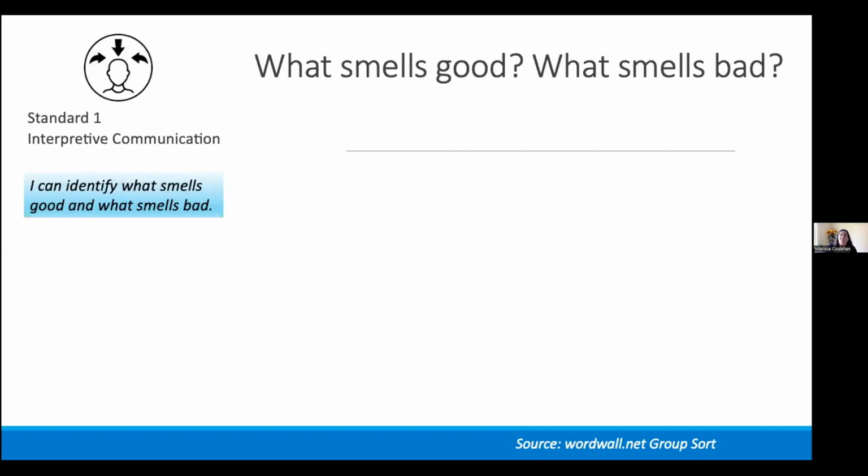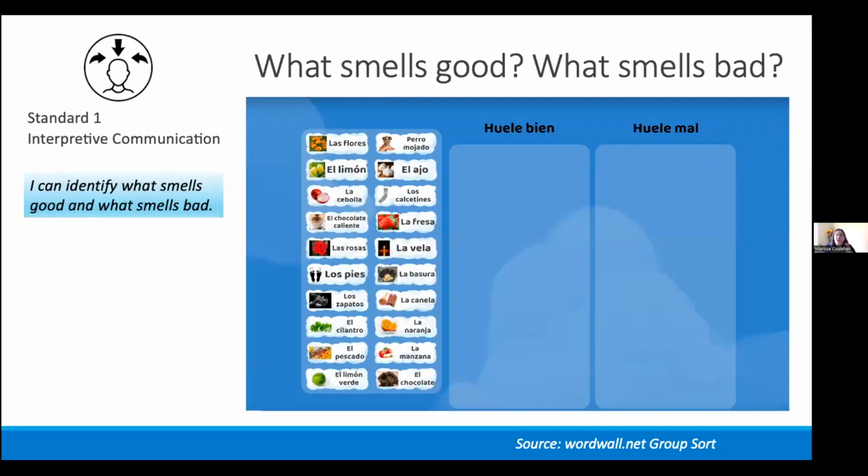So here I am providing input for my students. This is teacher-led. So we go one by one. I use this word wall, and I use a group sort. And I definitely use some visual support for each word. And I ask them one by one, what do they think? The flowers, do the flowers smell good or do the flowers smell bad? And so they start to show me whether they think it smells good, whether they think it smells bad.